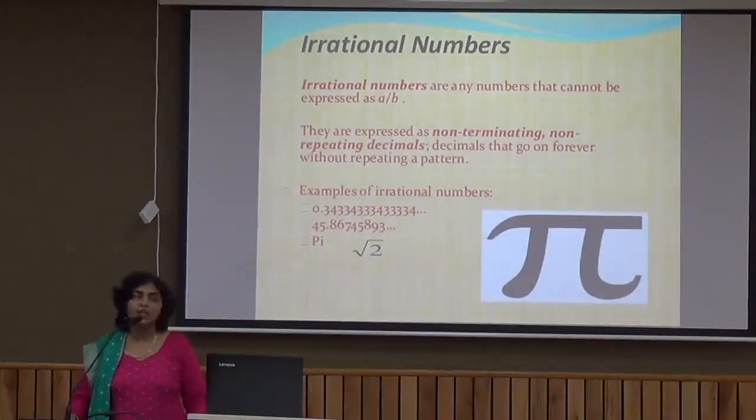And if we represent them in terms of decimal representation, then non-terminating, non-repeating decimals are irrational numbers. Our examples are: square roots of non-square numbers are irrational, cube roots of non-cube numbers are irrational numbers, pi is an irrational number, and so on.